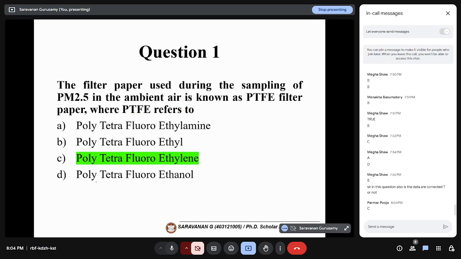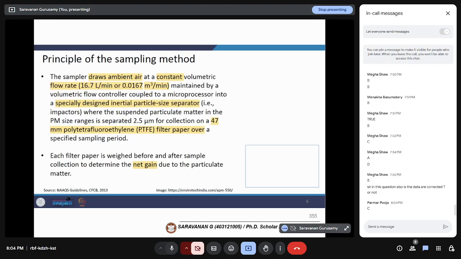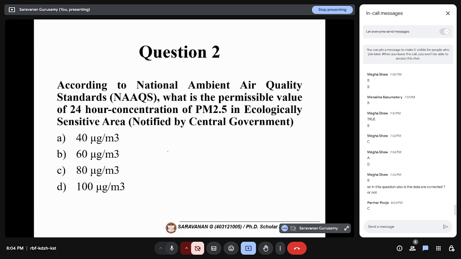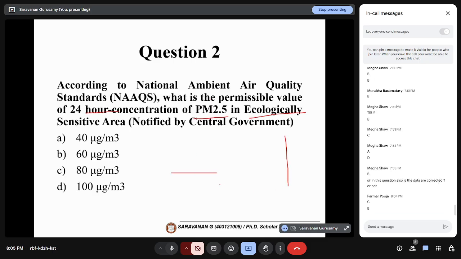Polytetrafluoroethylene. C is correct. Yes, correct, ma'am. That is used to draw the air through the filter in PM 2.5 samplers. Next, the NAAQS standards for PM 2.5 in an ecological area over 24 hours. So second row, second column for PM 2.5.